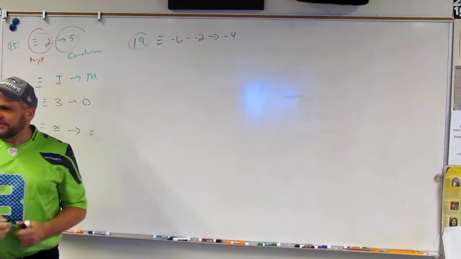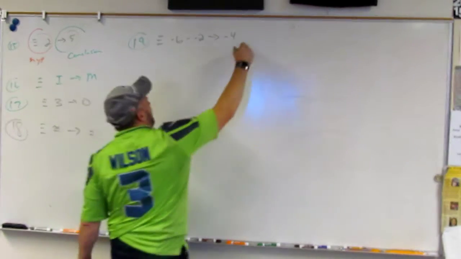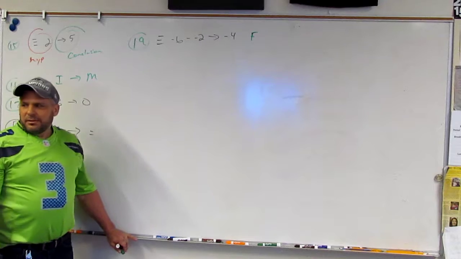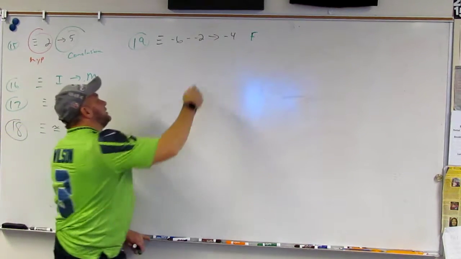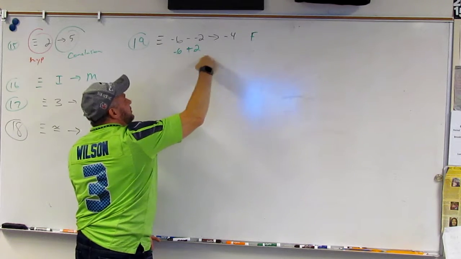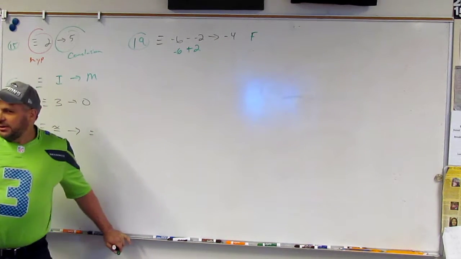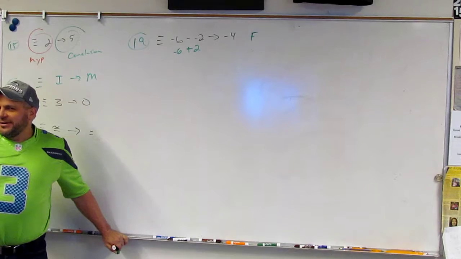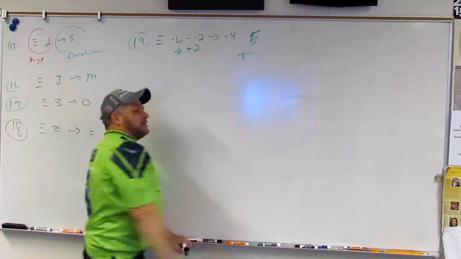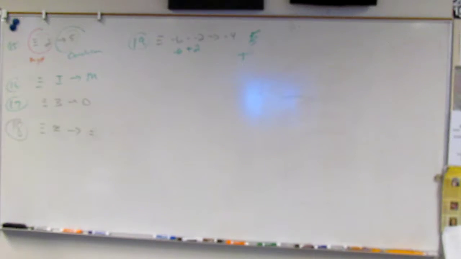And you're saying it's false, right? And why is it false? Two negatives make a positive. So -6 plus 2, is that not -4? Oh, it is. It is -4. Okay, cool. We can change it. Just checking.